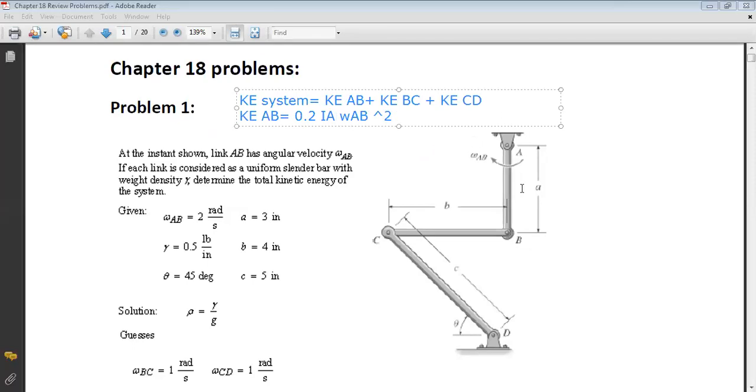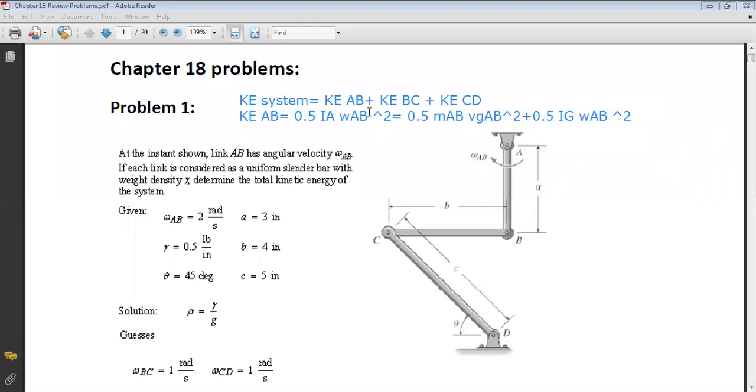Okay? Why can I do this here? Because AB is rotating about a fixed axis. Or I can also apply the general relation, which is 0.5 times MAB times VG of AB squared, plus half IG times omega AB squared. But of course, the first is easier. It's easier to directly say it's 0.5 IA omega AB squared, okay? But both will give me the same result.